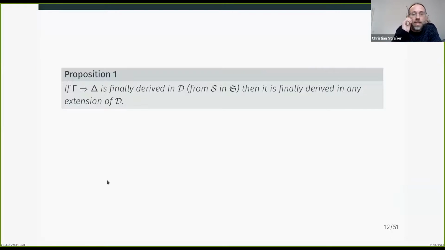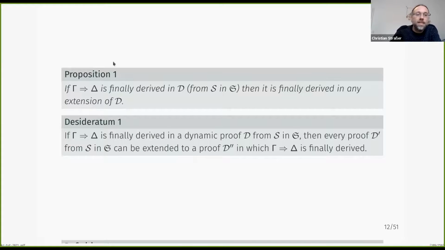Okay, so let's look at some simple properties of final derivability. The first thing is, if an argument has been finally derived in some proof, then it will also be finally derived in any extension of the proof. Now, this follows directly from the definition of final derivability. This is nothing deep. However, we would like to have this property across different derivations. So what we would like to have is that if an argument is finally derived in some proof from S, then every proof from S, D prime, should be such that I can extend this proof, however it looks, to a D double prime in such a way that this specific argument is also finally derived. So it shouldn't depend on how I build up the proof whether something is finally derivable in that proof or not.